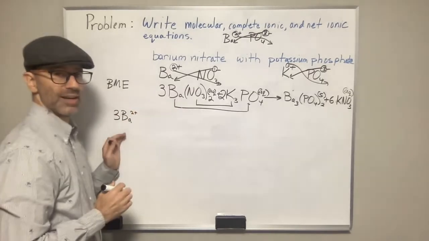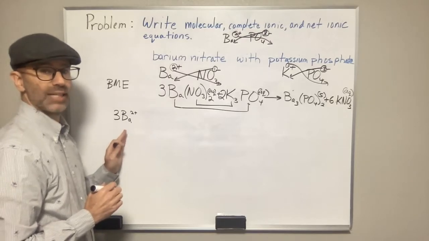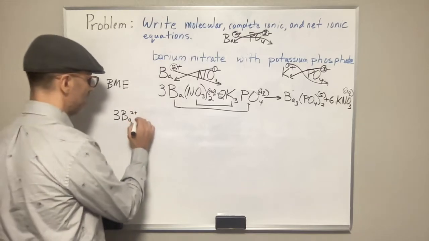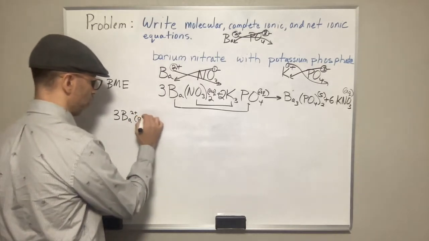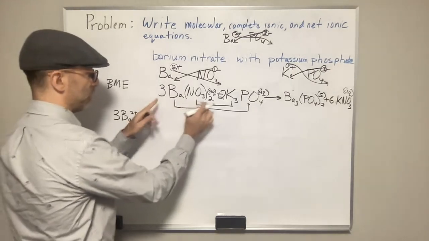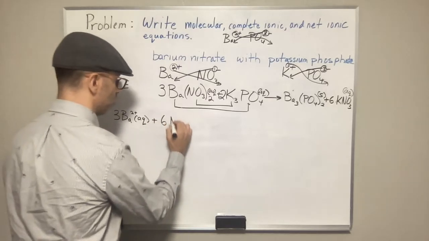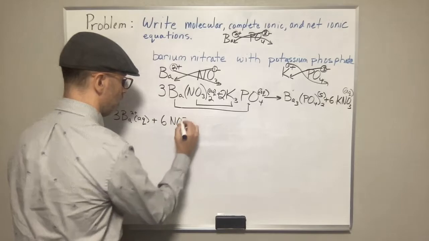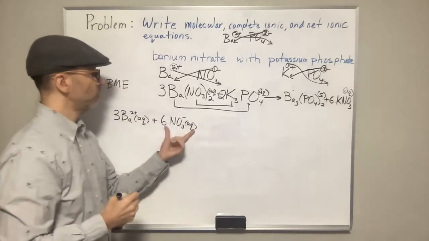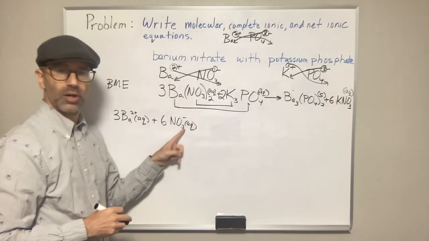When we do our ionic equations, we write out the ions separately and we put the charges. So any ion that's aqueous, we write the charge for that ion. So 3 barium aqueous. We have 3 times 2 is 6. So I have 6 nitrate ions, aqueous. And again, the reason that I'm doing this is because that subscript does not follow the nitrate.